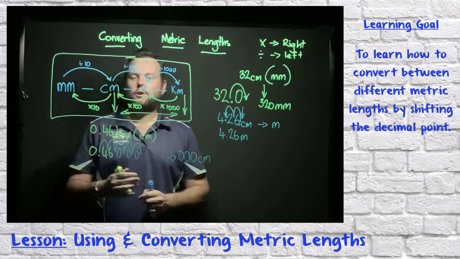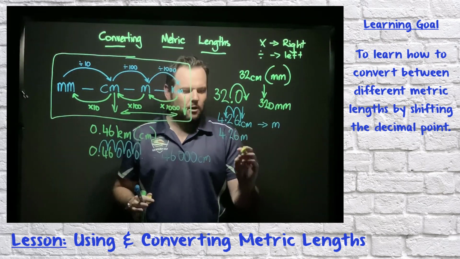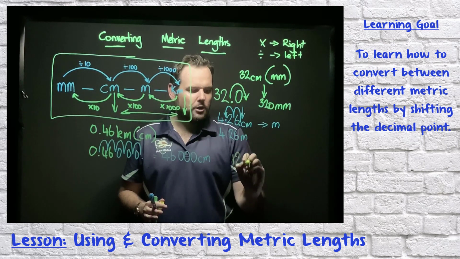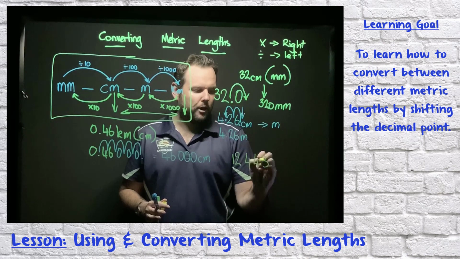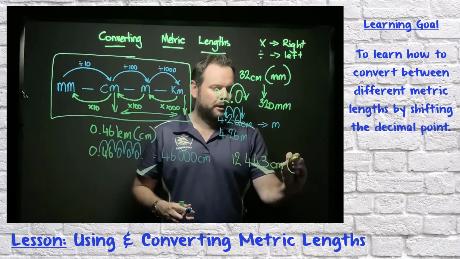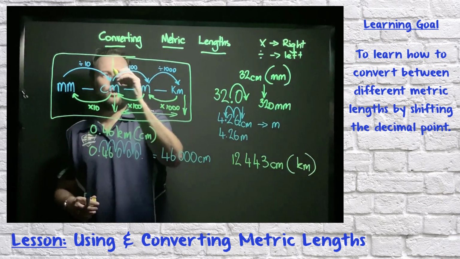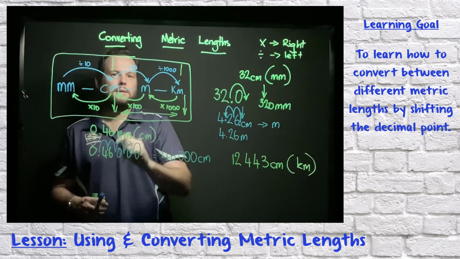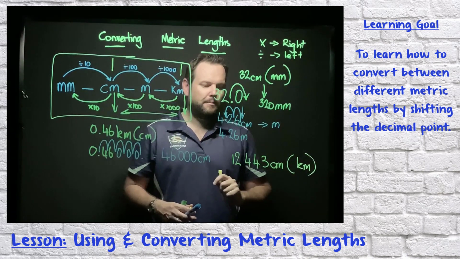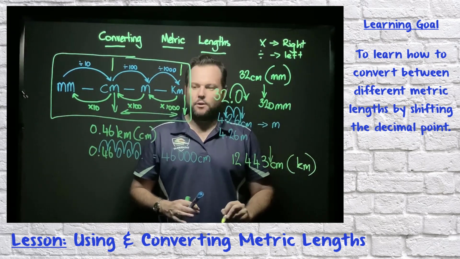Let's just say that I've got, we'll make it a big number this time. Let's just say I've got 12,443 centimetres. And I want to convert that into kilometres. Okay, I want to convert that to kilometres. So once again, I look at all the zeros in between centimetres and kilometres. I've got 1, 2, 3, 4, 5. Okay. At the moment, the decimal point is sitting here after the 3.